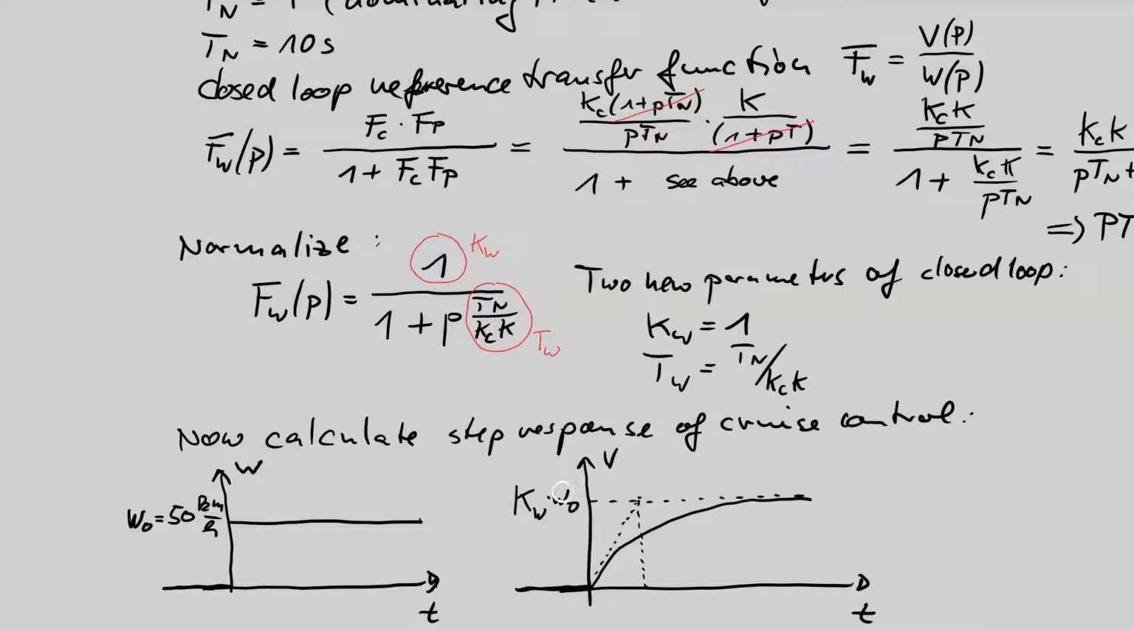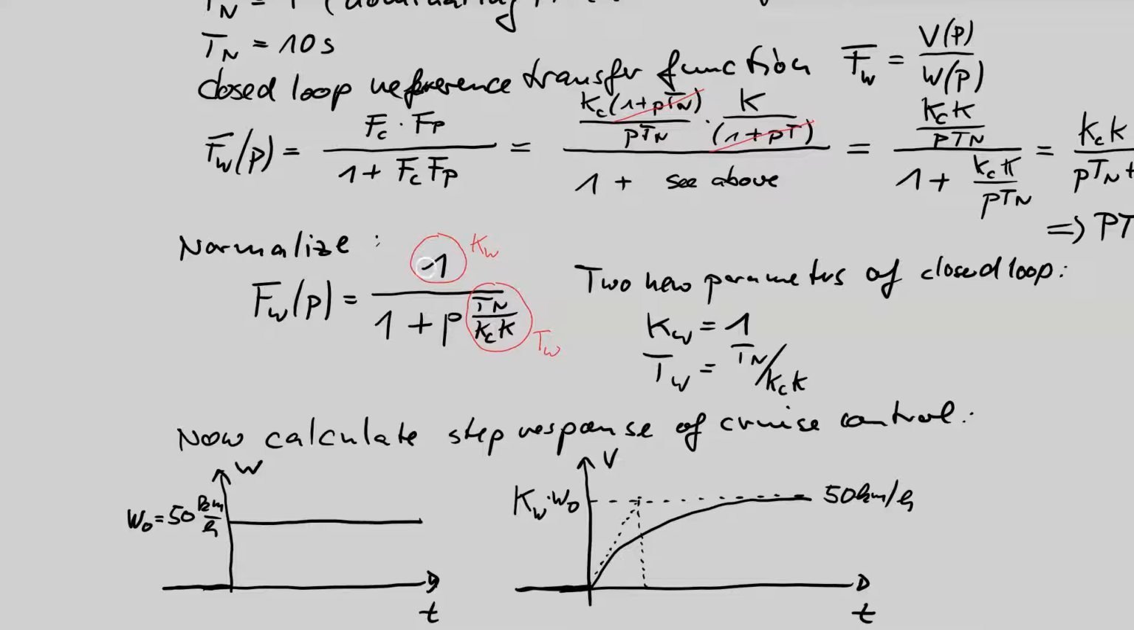If the input step function has not one but another value, and in our case this is W sub 0, then we can calculate the final value of the real step response. And you see with kW equal to 1 we get 50 kilometers per hour. My question now, think about it, is this a good value or bad? I can tell you this one means after some time the final value is exactly equal to the desired value.